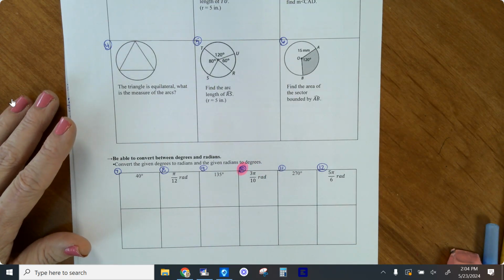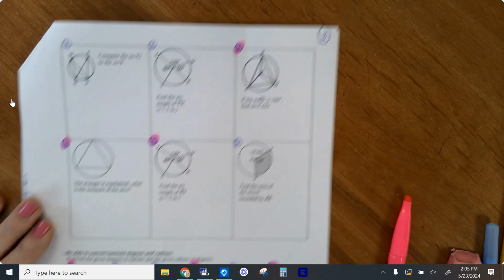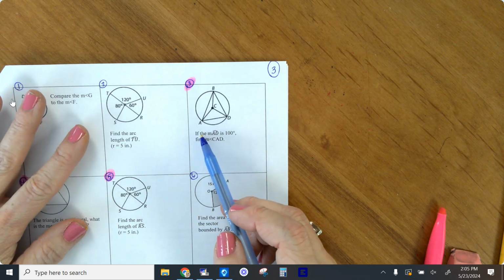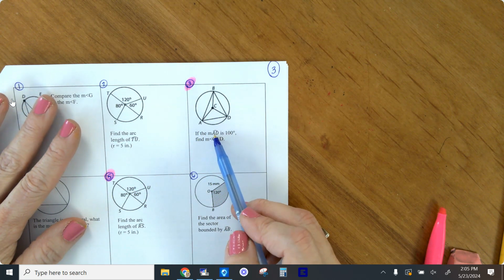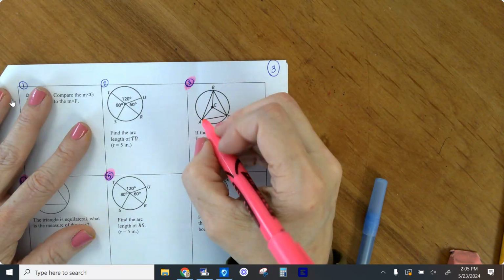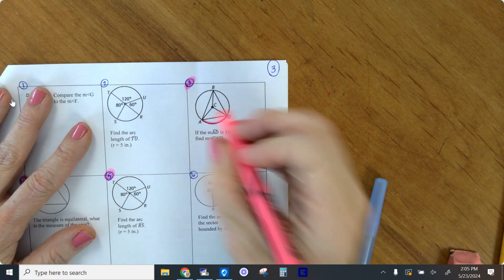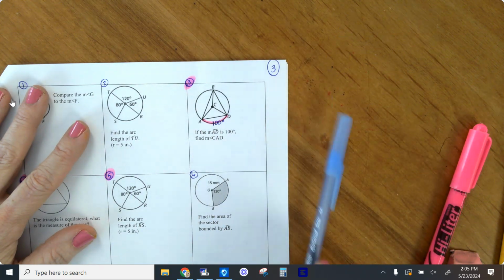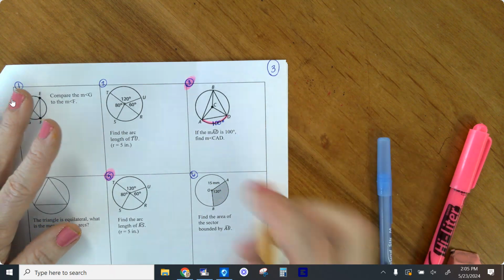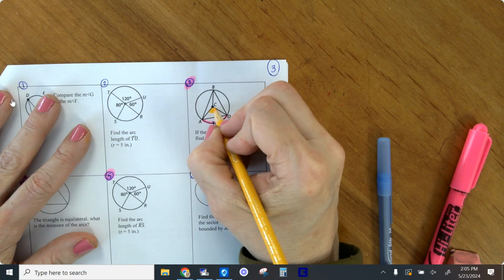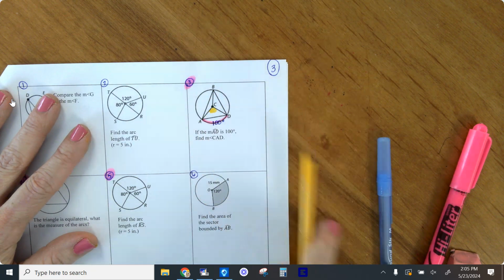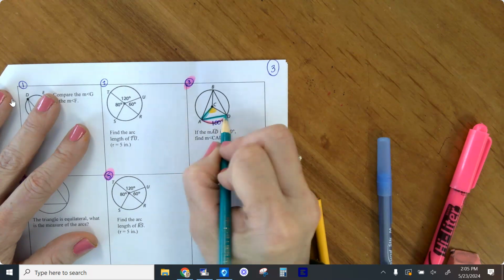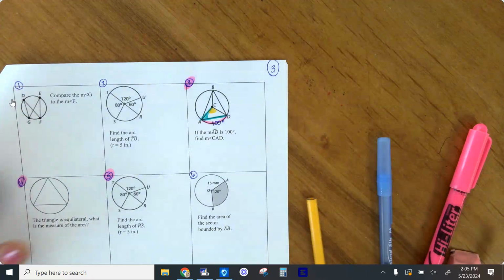What else? Okay, so we have a triangle inside of a circle. It says the measure of arc AD is 100. Well, arc AD is down here. That's 100. And it says find the measure of CAD. That's this angle right here. Nope. CAD. Just kidding. Not that one. Starting at C, going to A, going to D. That one there.